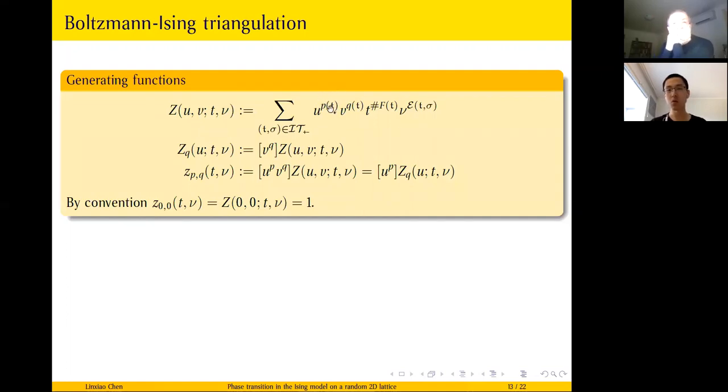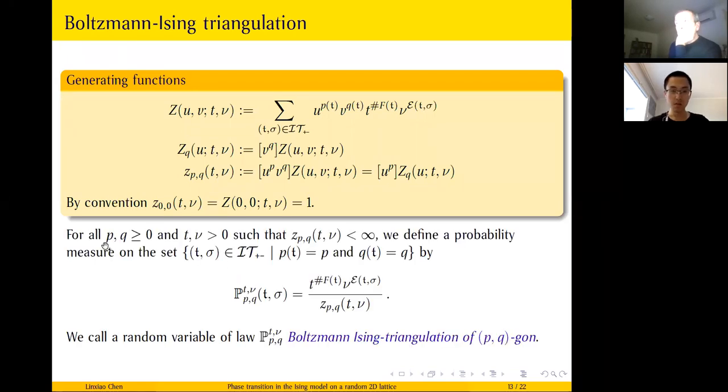So basically, I will just use a power series with 4 variables that collects the 4 quantities that I gave in the previous example. So u to the power p, v to the power q, etc. And here nu is the coupling constant of the Ising model. And here are just some notations that extract one or both of the coefficients in this previous series.